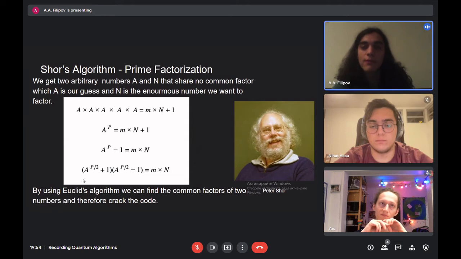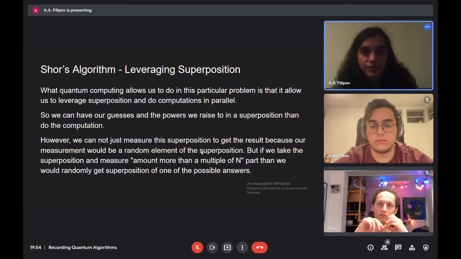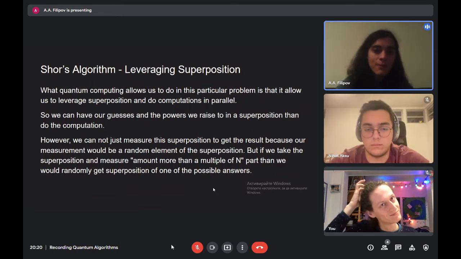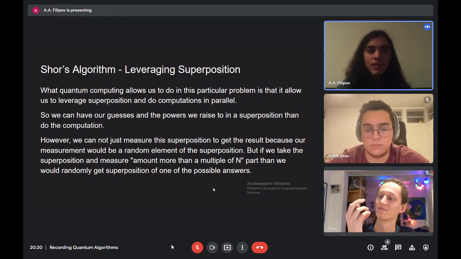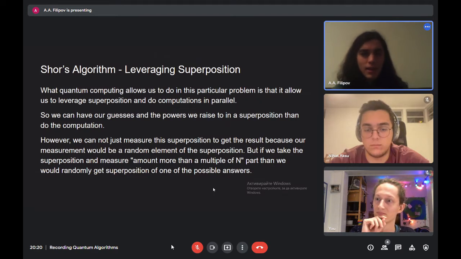We found an algorithm. Well, not yet, because finding p is a challenge in itself. That also takes a lot of time. Here comes the quantum part. What quantum computing allows us to do for this particular problem is leverage superposition and do the computation in parallel. So we can have our guesses and the powers we raise them to in superposition, then do the computations.